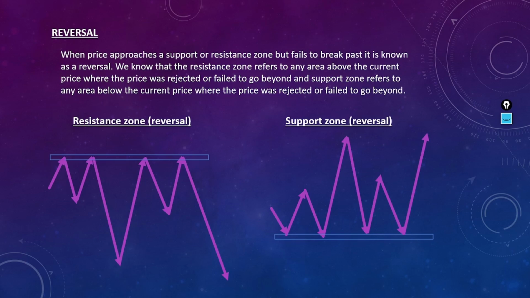So for a resistance zone reversal, it's generally the same idea. Every time the price approaches a resistance zone, we sell, because that's the main idea. Price more than likely, more often than not, will reverse when it approaches a resistance zone. And for a support zone, it will more often than not reverse when price approaches the support zone.